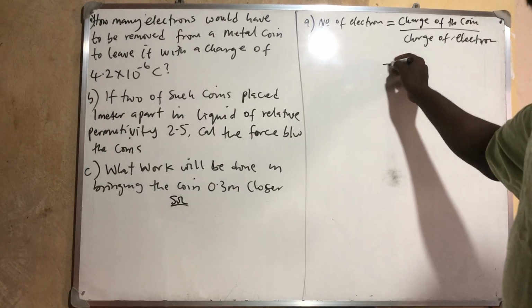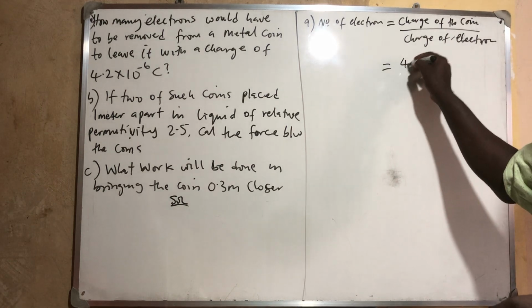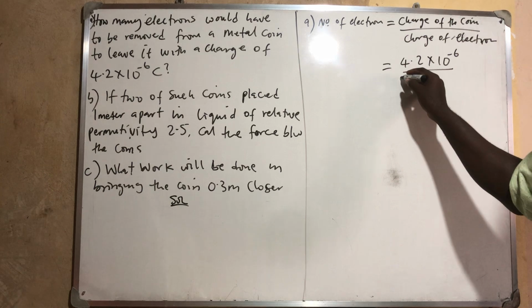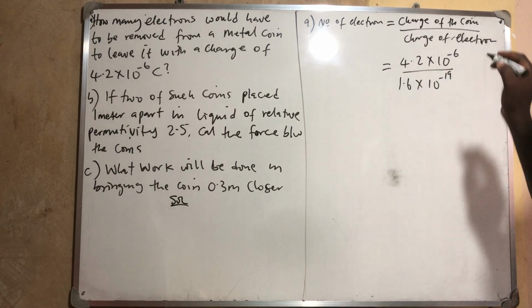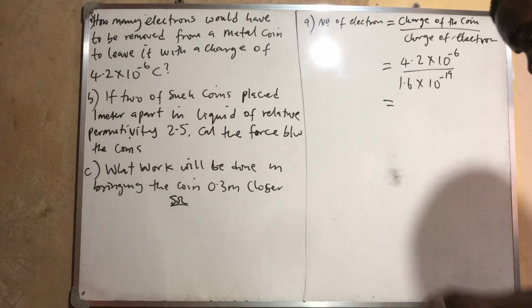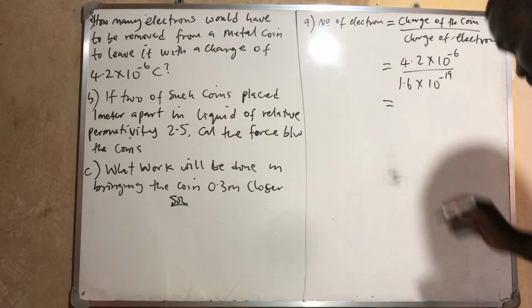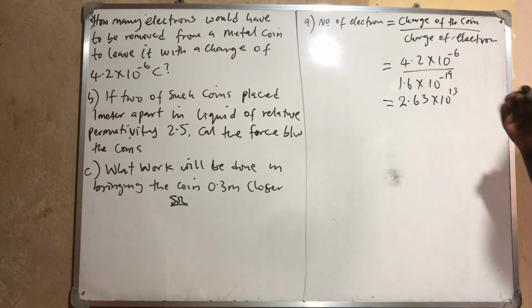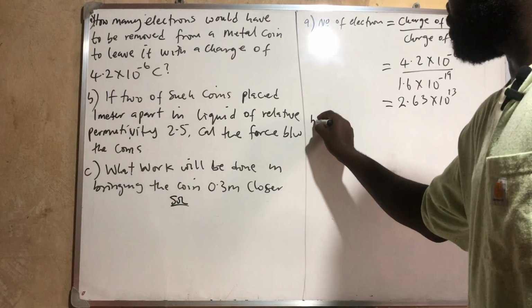Okay, so don't forget the charge of the coin divided by the charge of the electron, which is what? 4.2 times 10 raised to power minus 6 divided by the charge of an electron, which is always 1.6 times 10 raised to power minus 19. If you do that, you're going to have 2.63 times 10 raised to power 13. No SI unit, because coulomb will cancel coulomb. That is that.